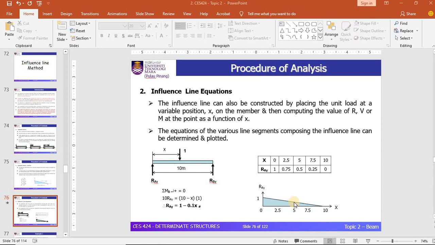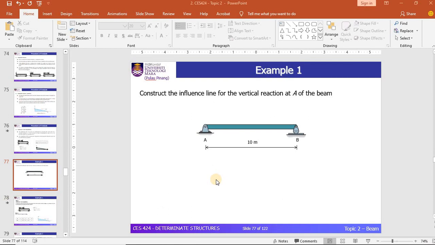So by offsetting the position of a 1 unit load here, I can get the value of the reaction at support A by looking at the vertical axis. Meaning that this graph is about the reaction at support A against the distance x, which is referred to the span of a beam. So let's discuss in detail this method by using example 1.